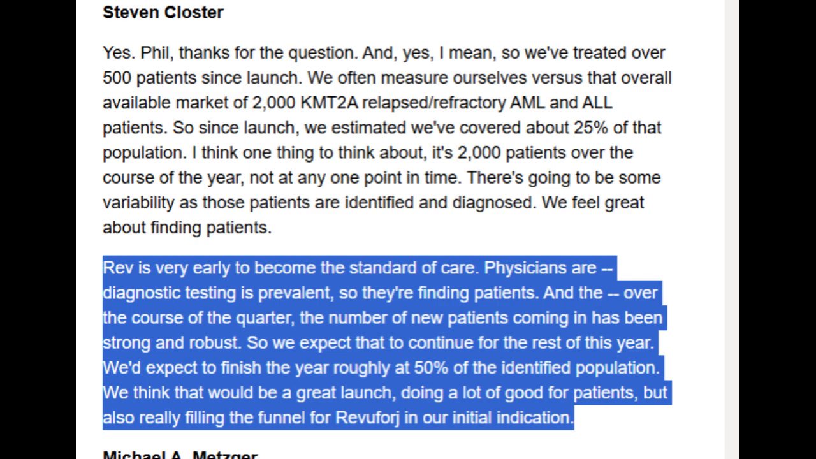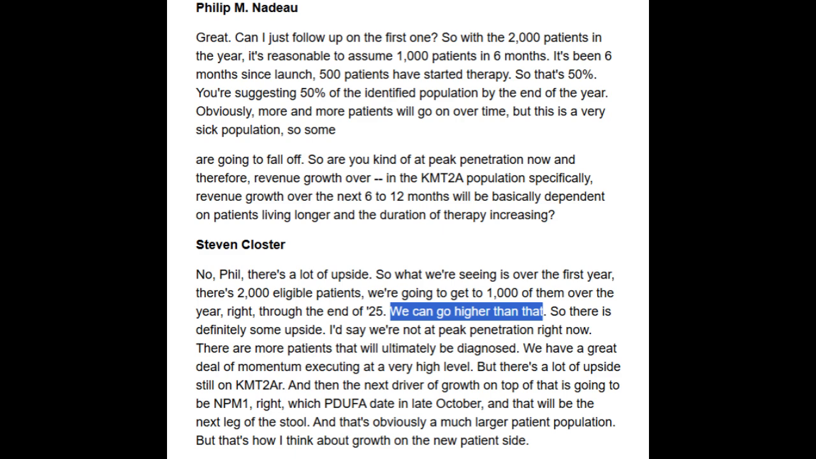Now, this is what's interesting. They get a question about this in the question and answer session. And as soon as he's asked about this, the CEO immediately says, oh, well, yeah, we said we can get half, but we think we could go higher than that. So he only needs to be prodded with one question, and already he's raising the guidance that he already gave. Oh, no, it's not going to be half of the population that we grab in the first year. It will be higher than that, apparently.